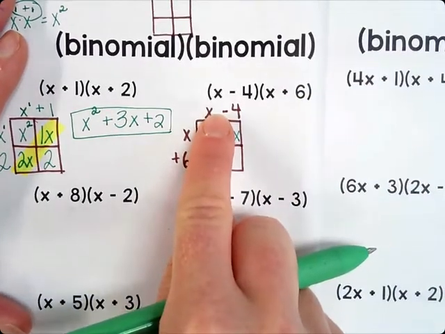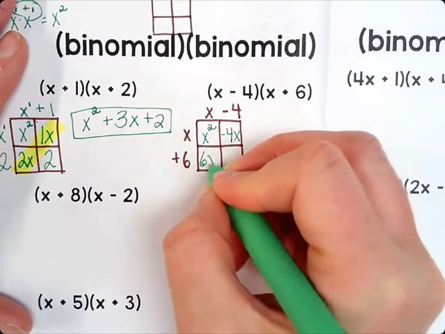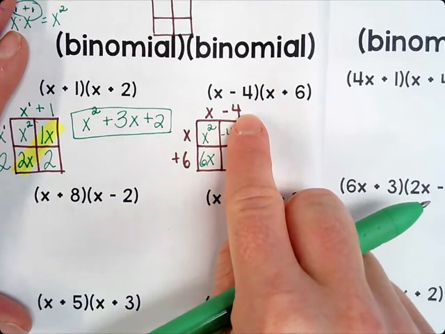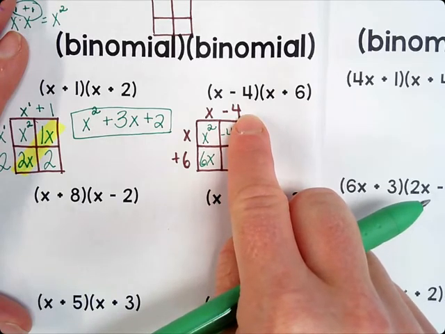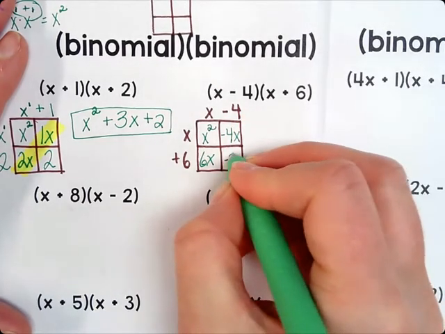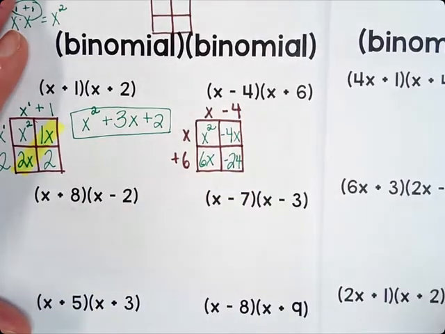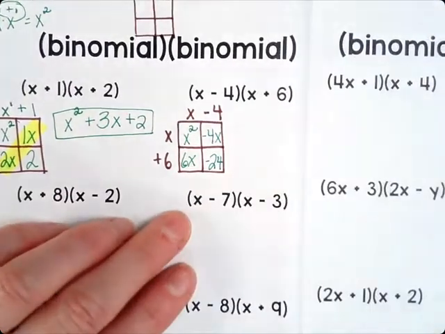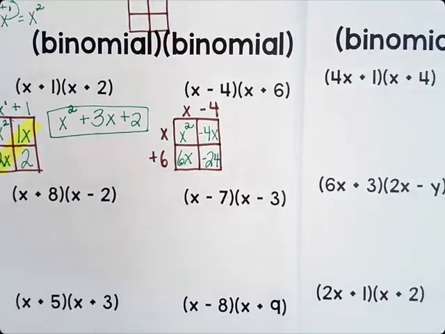6 times x. And 6 times a negative 4. Negative 24. So then, can we combine anything?